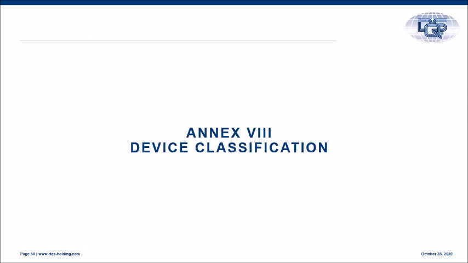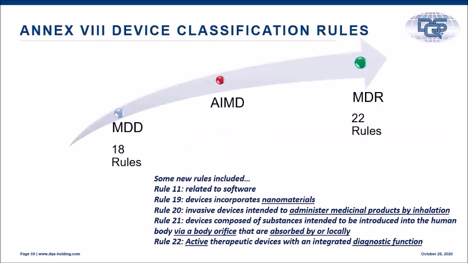Device classification. There are significant changes which have come up in device classification, in the way we need to look at and classify the device. Some devices which are already certified under MDD may go for a reclassification where they will go to a different class altogether. So MDD had 18 rules under Annex 9 for classification, whereas MDR has 22 rules.